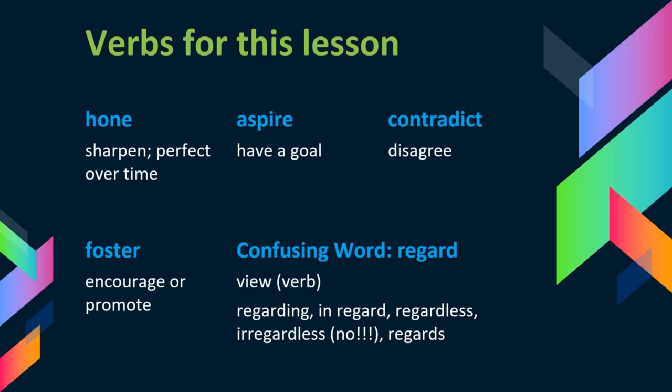And finally, let's review our verbs for this lesson. Hone, sharpen, or to perfect over time. Aspire, to have a goal. Contradict, to disagree. Foster, to encourage or promote. And to regard, which means to view. And also its other forms, regarding, in regard, regardless, and finally, the valediction regards.